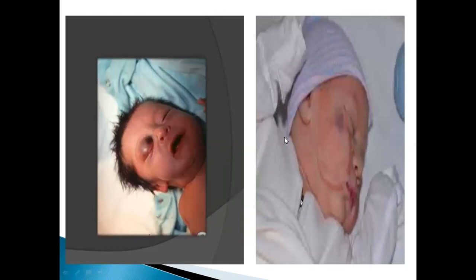So you can see the injury, the complication that is happening to the baby here. Palsy, facial palsy. Okay, you can see here this hematoma, bruises. Okay, here this one you can see the shape of the blade itself. So these are the various complications that can happen due to forceps extraction. Okay. So that is about forceps delivery.